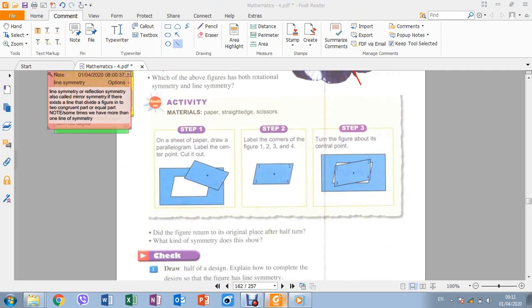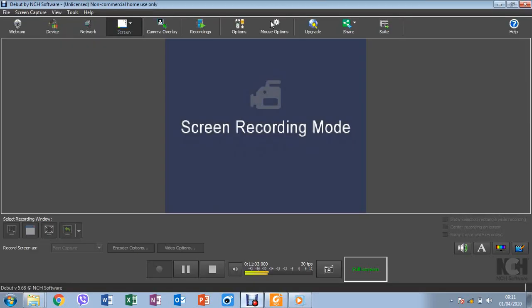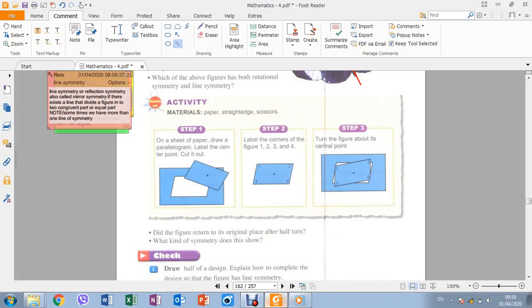Now we have this activity. For this activity, we need paper, a straight edge, and scissors. What do we need to do at first? We need to cut this model. On a sheet of paper, draw a parallelogram, then mark the center point. First step, we draw a parallelogram, cut it out, and put down the center point.